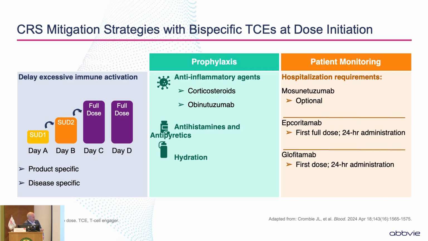With epcoritamab, you start with a small dose of 0.16 milligrams on day 1, followed by an intermediate dose on day 8, and the first full dose of 48 milligrams on cycle 1, day 15.